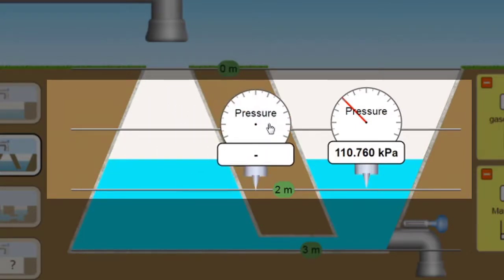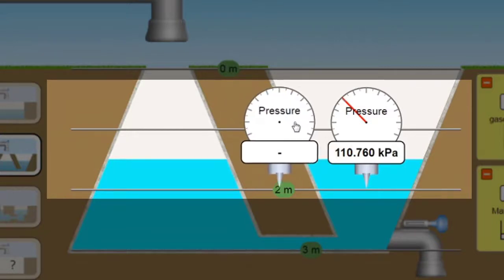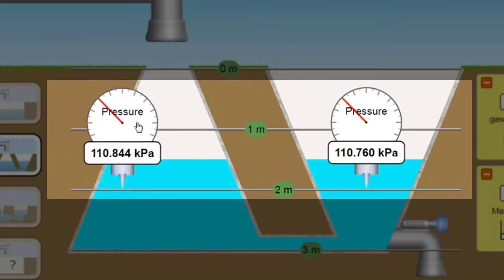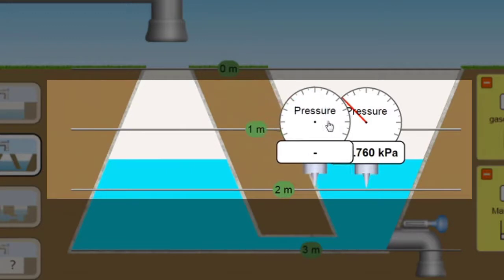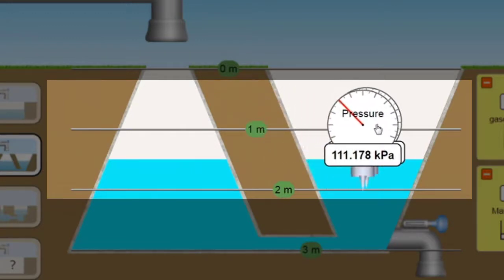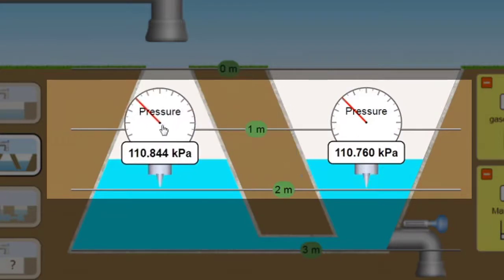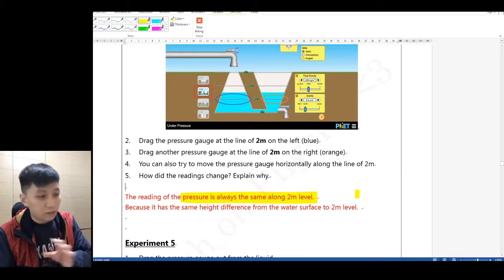You can see, of course, this is not in liquid, so it doesn't show you the pressure. But as long as you are on the same level, the pressure is kind of the same, and it should be the same on the same horizontal line. So this is one of the physical properties that you may find for fluid pressure. Okay, so pressure is always the same along 2 meter level is the observation.